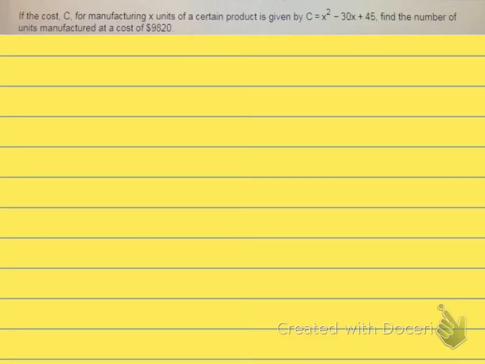This is an application of a quadratic equation, and it's a cost function. So it says if the cost C for manufacturing X units of a certain product is given by this equation, C equals X squared minus 30X plus 45, find the number of units manufactured at a cost of 9,820. Okay, so the first thing I'm going to do is write down the equation. The cost is X squared minus 30X plus 45.